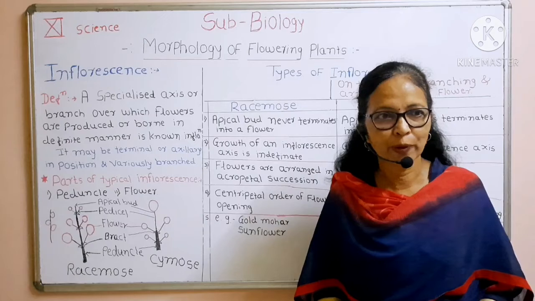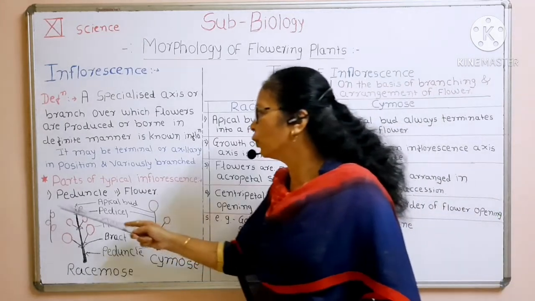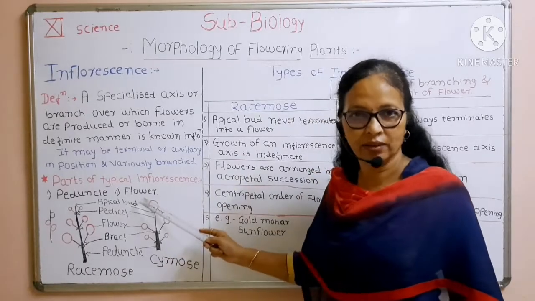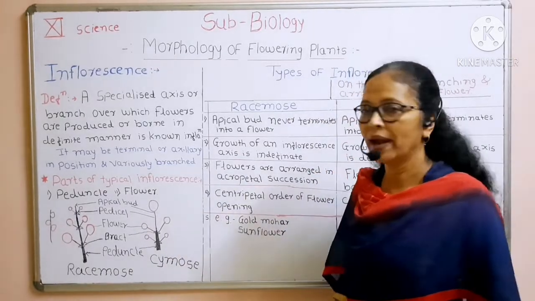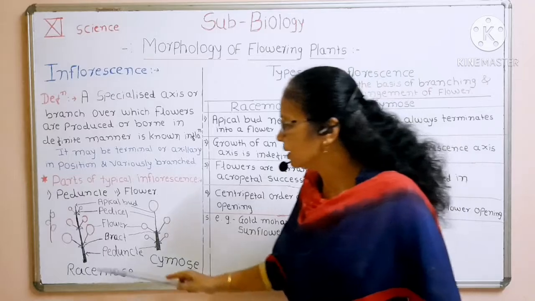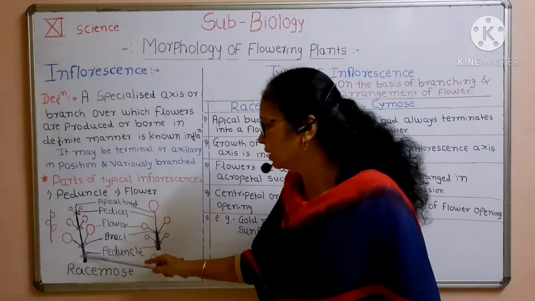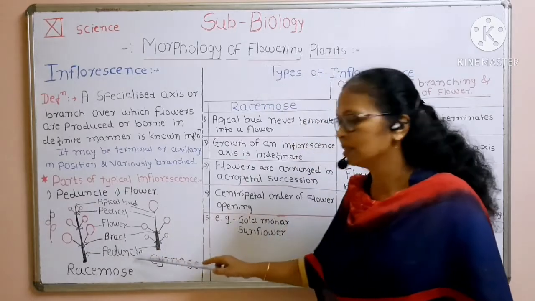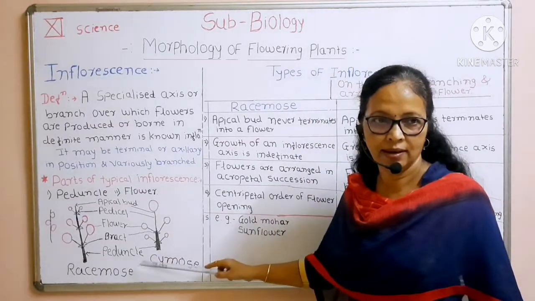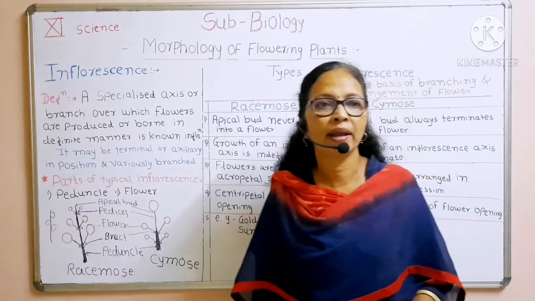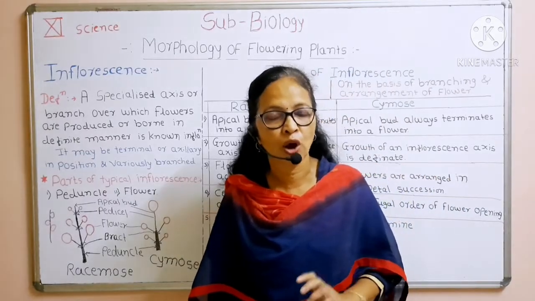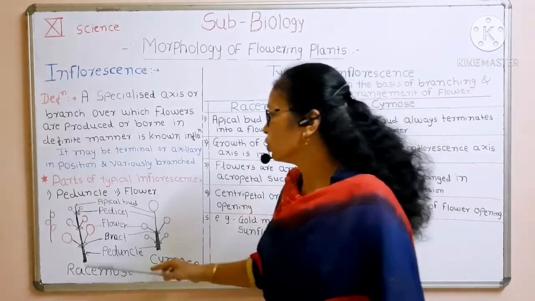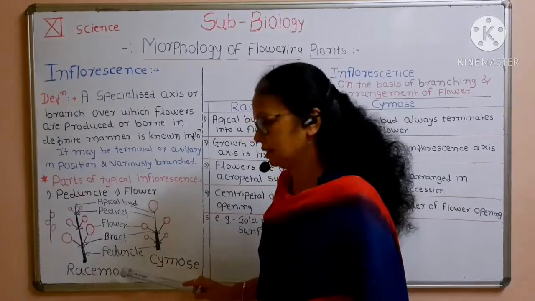A typical inflorescence consists of two parts. The first one is a peduncle and the second one is a flower. So what is a peduncle? The peduncle is the stalk of the inflorescence. The length of the peduncle may be long, short or flattened, and it is also called the reproductive axis.